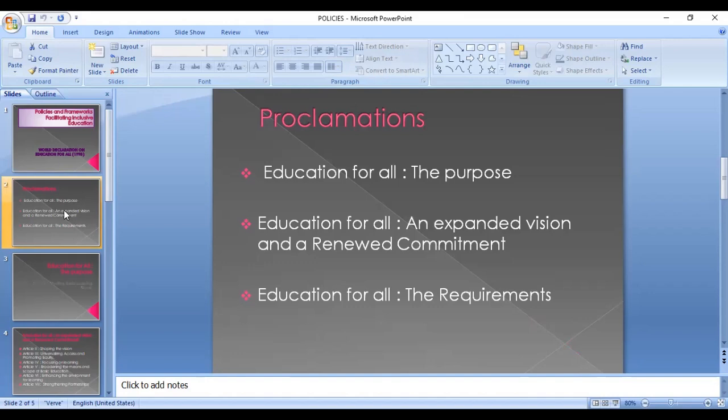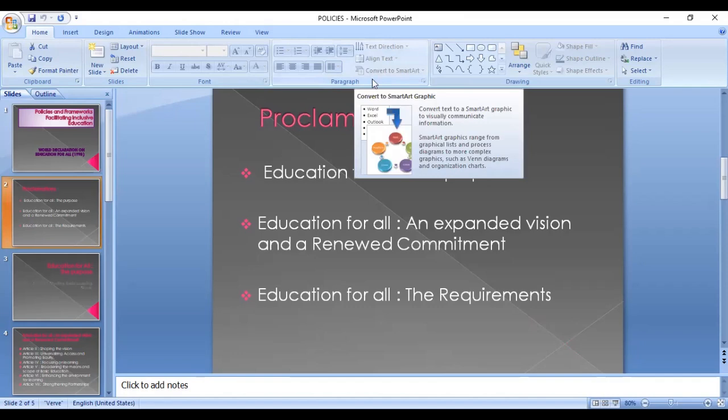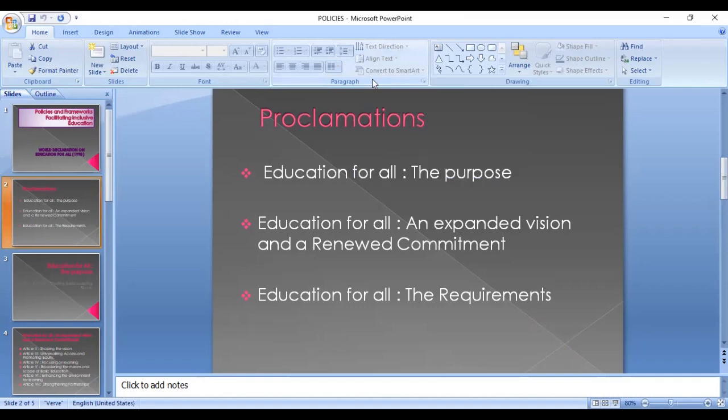Nearly 40 years ago, the Universal Declaration of Human Rights was taken up. That is 1948. After that, they came up with Education for All in 1990. Now, in this, we have 3 categories of proclamations. So you remember this. If you remember this first, you will be able to write it in detail.